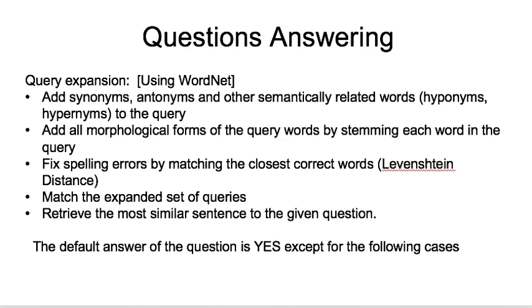So here are the details of how we perform query expansion. First we add synonyms, antonyms and other semantically related words such as hypernyms, hyponyms, etc. to the query. Then we add all morphological forms of the query words by stemming each word in the query. And then we fix spelling errors by matching the closest correct word using Levenshtein distance. Then we match the expanded set of queries using cosine similarity, let's say, and retrieve the most similar sentence to the given question.